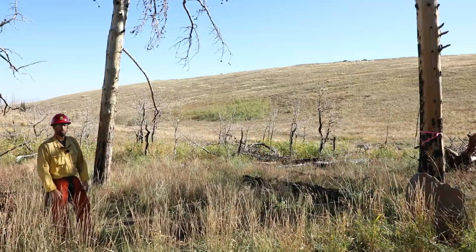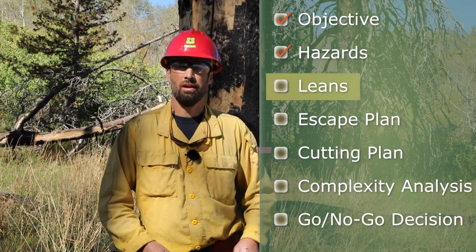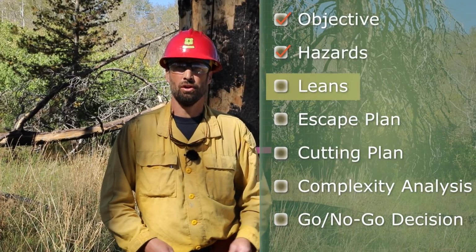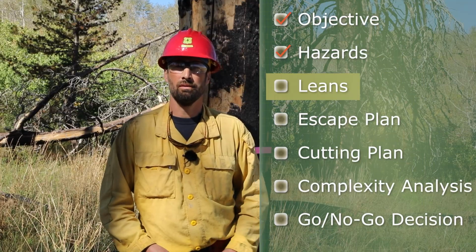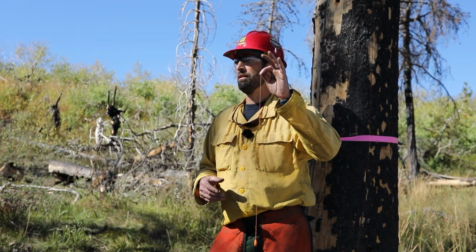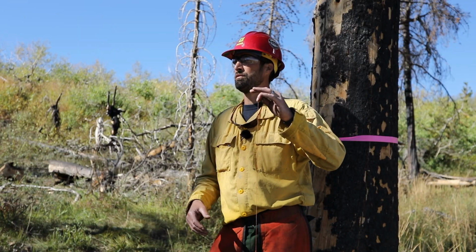in this tree. Once I've completed the hazard analysis and feel confident that I can safely proceed, I'll begin to determine the leans in relation to my objective. I'll utilize a plumb to determine head, back, and side lean and how they may influence my cutting plan.